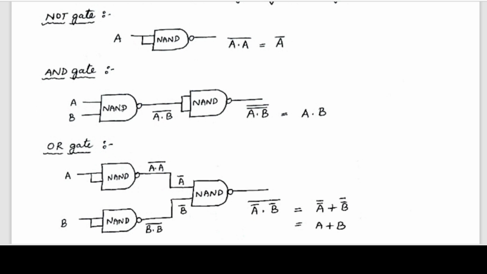Using NAND gate, you get the output of the AND gate first. So AND you will get first, with only two gates. But using NAND, to get the output of the OR gate, we require 3 gates. Like this you have to remember. So using NAND, AND is simple. So first NOT, then AND, then OR.